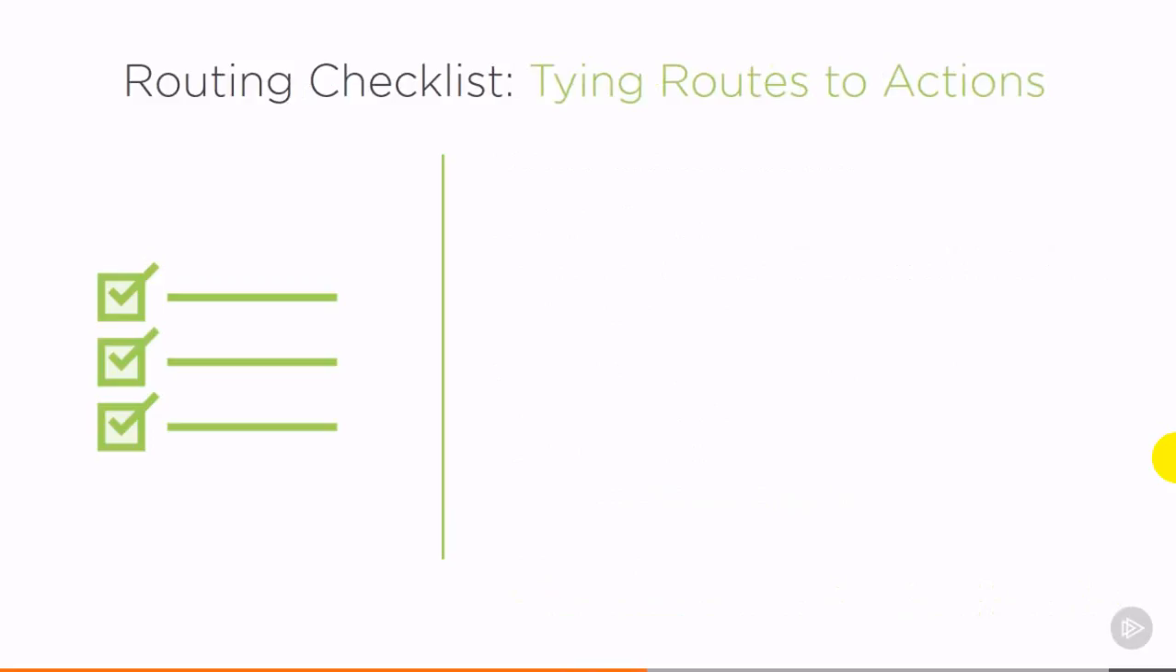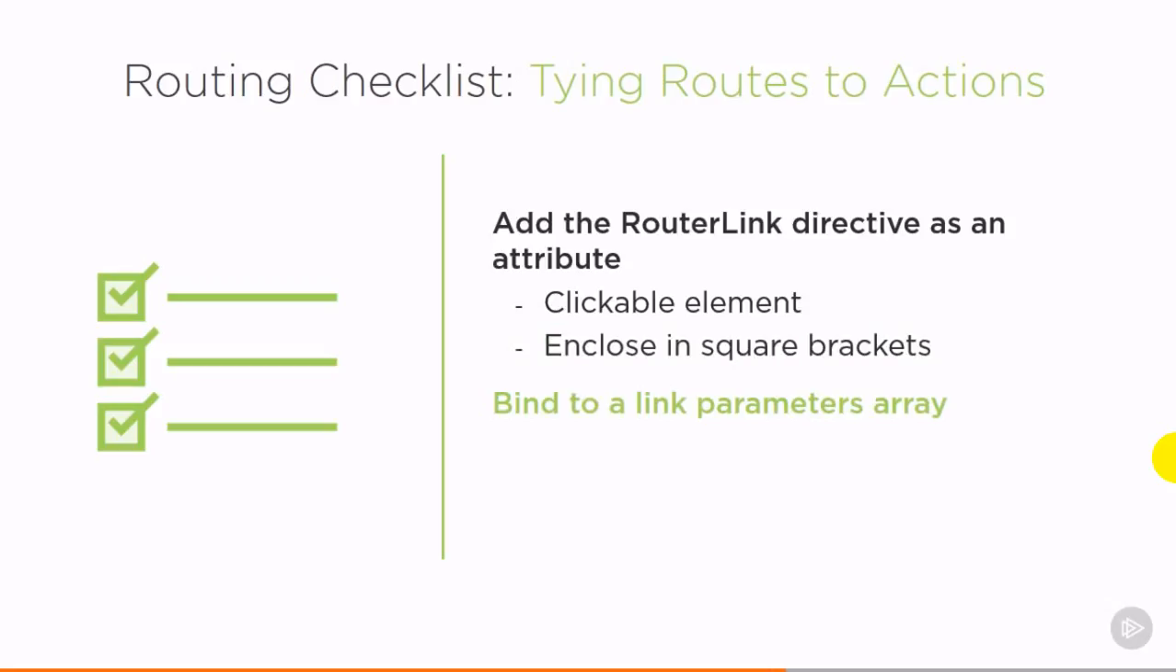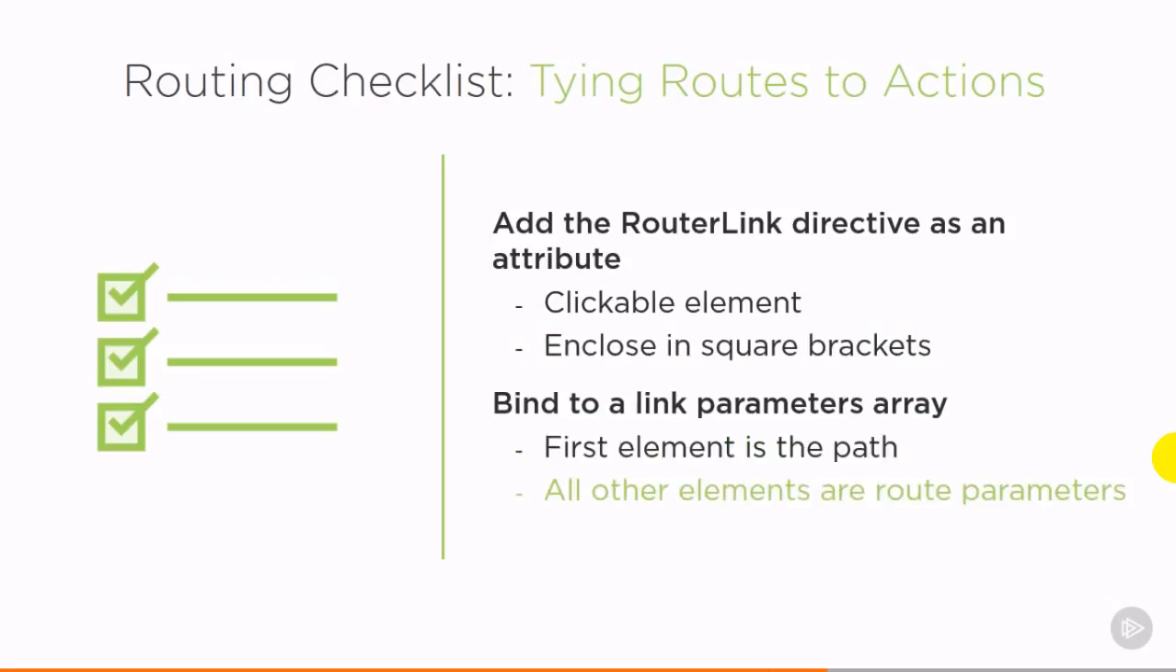Once we have the routes configured, we need to tie those routes to actions. First, we identify which actions to tie to which routes. Then we add the router link directive as an attribute to any clickable element in a component's template. We can use them in menu options, toolbars, buttons, links, images, and so on. Be sure to enclose the router link in square brackets. Bind the router link to a link parameters array. The first element of the link parameters array is the route's path. All other elements in the array are values for the route parameters.